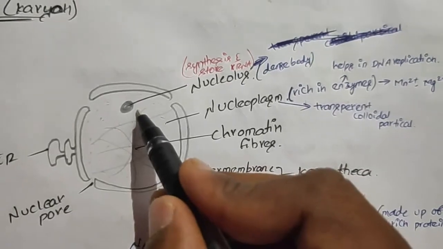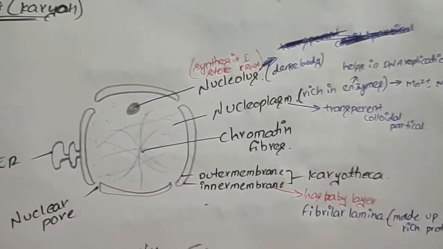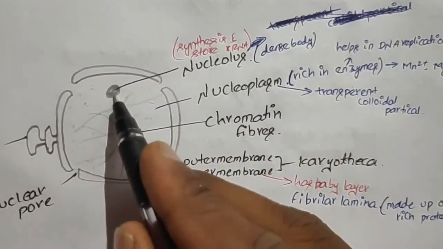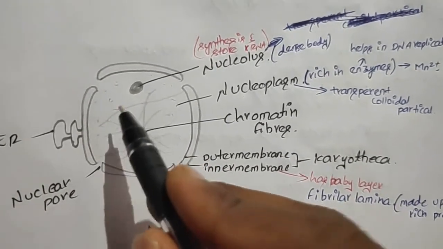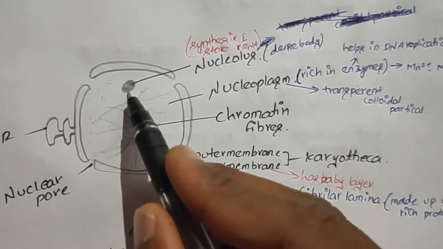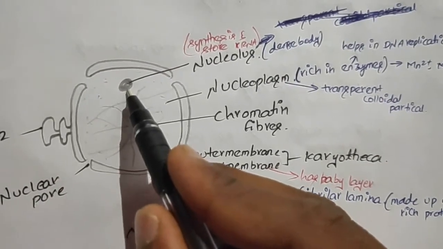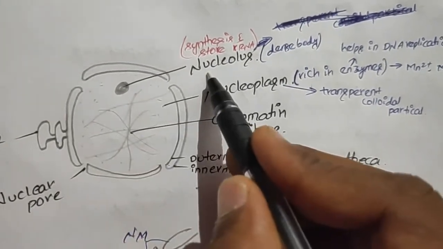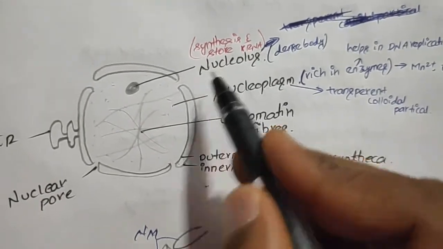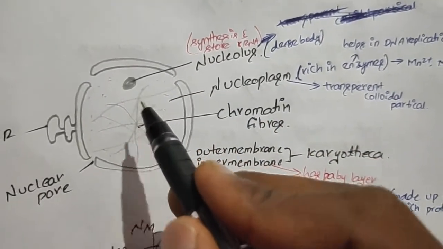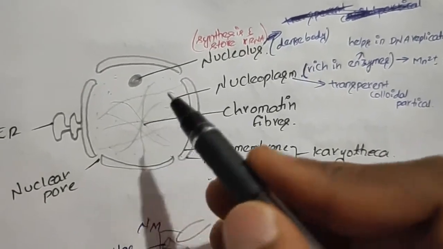Inside this nucleolus there is an amorphous material known as the pars amorpha, which contains granules of rRNA. The function of the nucleolus is to synthesize and store rRNA, and it also helps in the formation of spindle fibers during cell division.